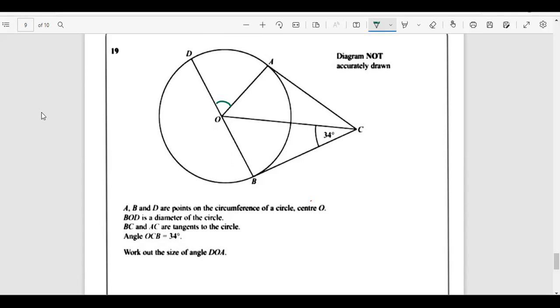Yes, anyone who was able to find the angle DOA? Almost done. Okay, okay, okay. Very good. All right. And Sunny, what about you? If you have some confusions, you can just ask me, okay?